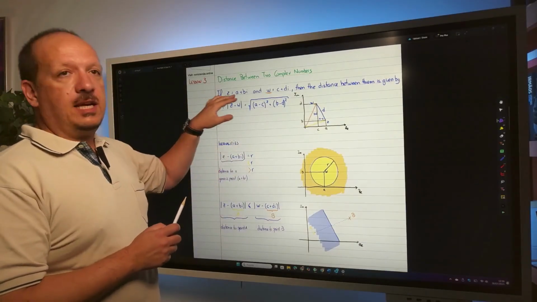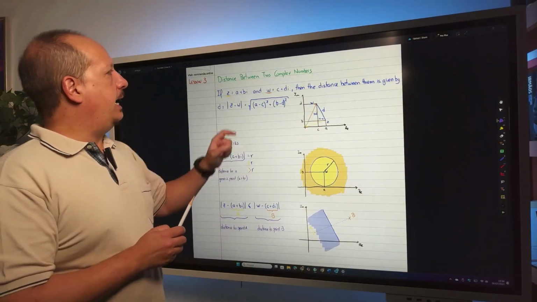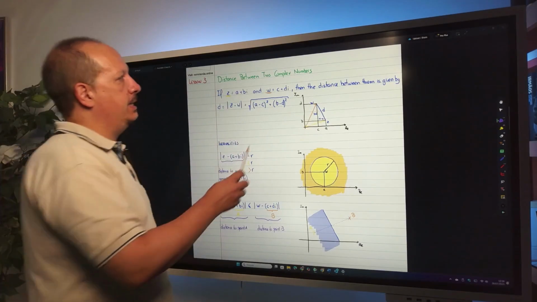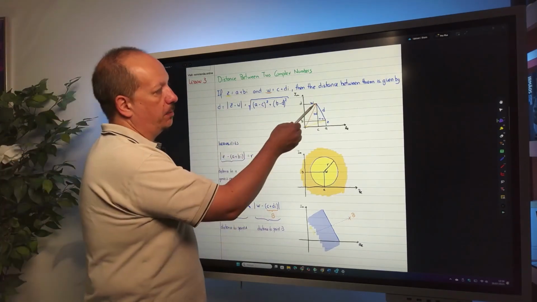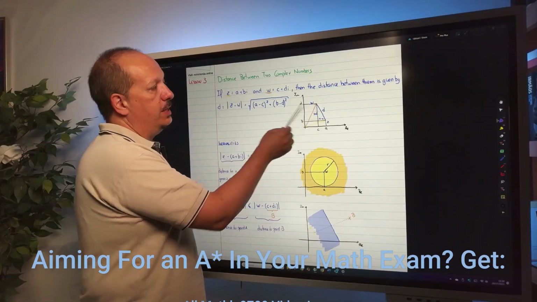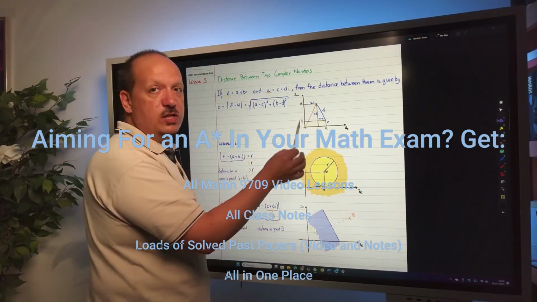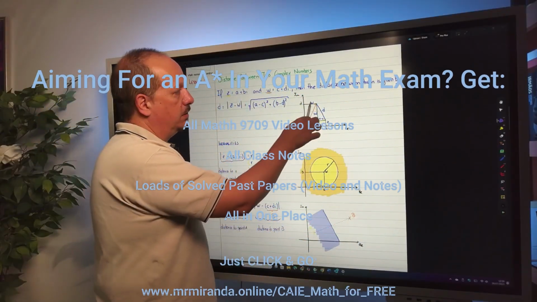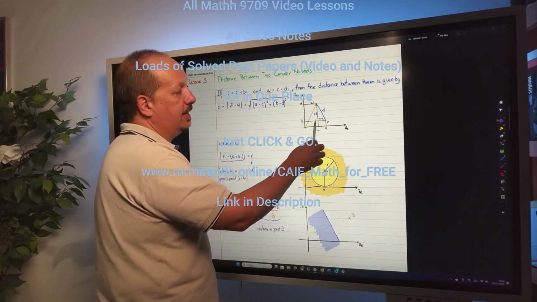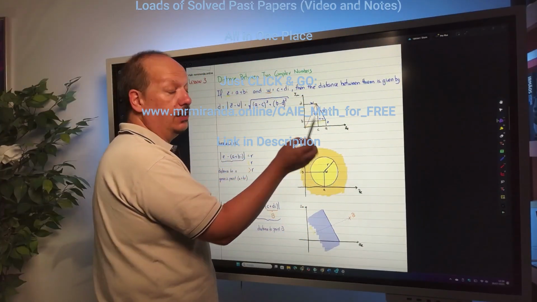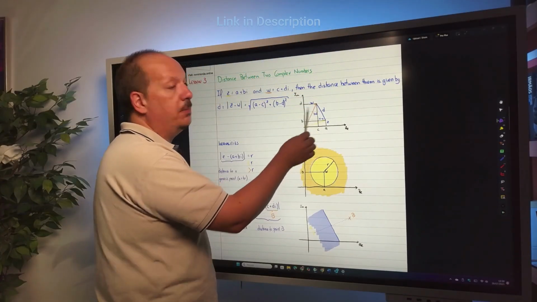If z is a plus b i, so this point over here, and w is c plus d i, this point over here, then the distance between them, which is represented here in blue, is given by what? Just take a look at this. This will always be the hypotenuse of a right triangle that has the other sides as being the difference between the real part and the imaginary part.